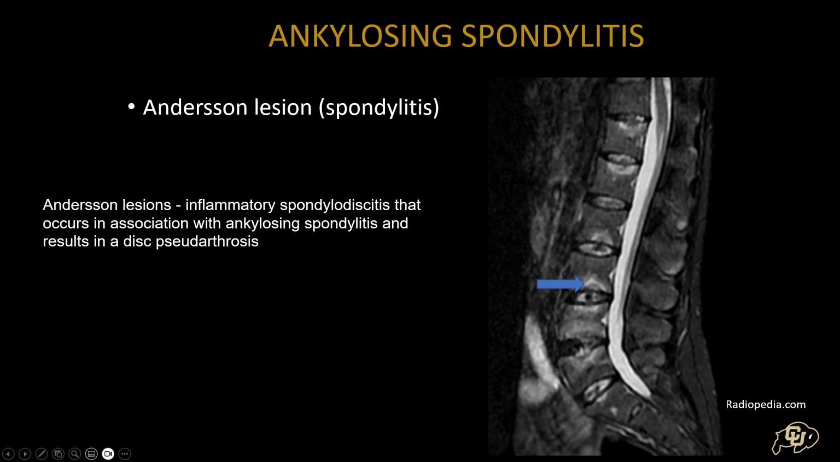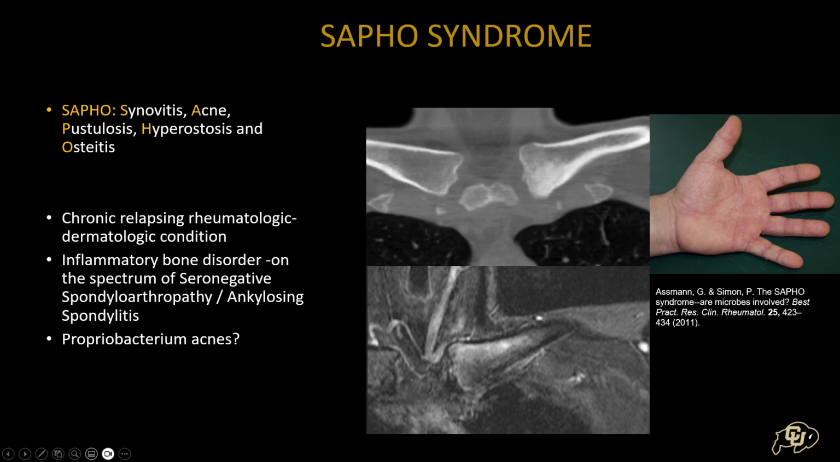One, again, if it's multifocal, but also if it has that half moon shape, that curvilinear shape centrally in the vertebral body. Infection typically tends to be a little bit more linear. So now let's move to SAPHO syndrome.